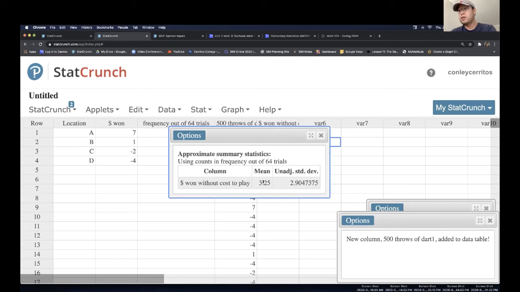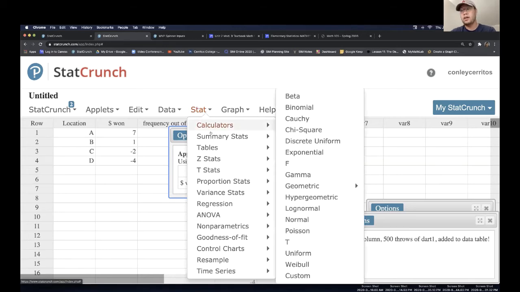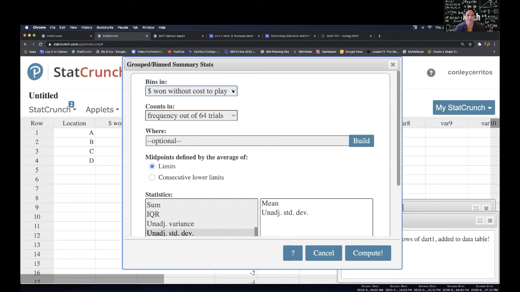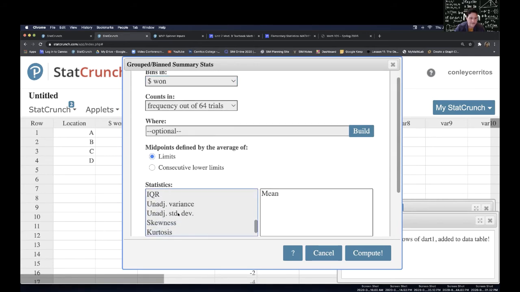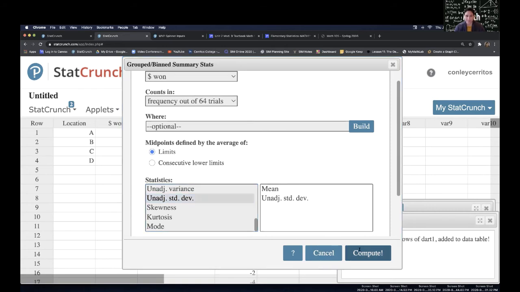So it worked out, we got the same thing as in the Stat Calculator. But watch, if I did this with the negative, maybe it's going to prove me wrong, but I believe it screws up for some reason. I don't know if it always does it or just sometimes. I don't want all of those, just the mean and the unadjusted standard deviation, and compute.